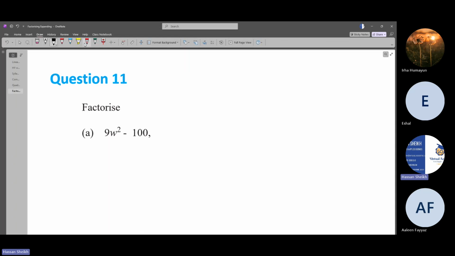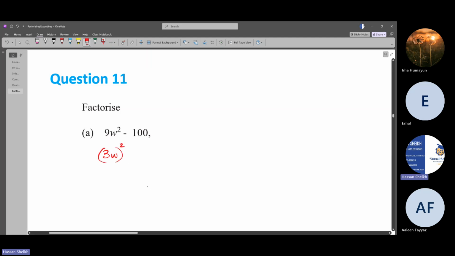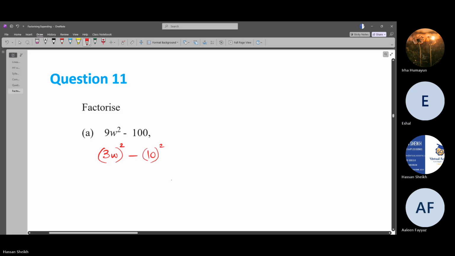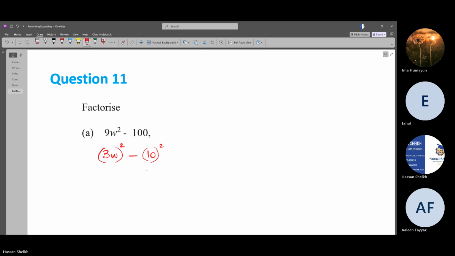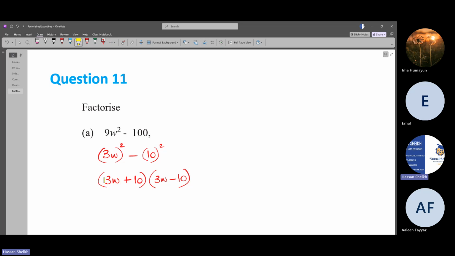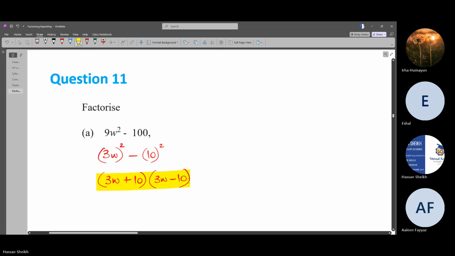Let me show you how we have a difference of squares. Can I write 9w square as 3w whole square? Yes. And what about 100? 100 could be written as 10 square, correct? Yes. Now, do we have a square minus b square here? Yes. And then the simplification is a plus b into a minus b. Students, doubt? No.